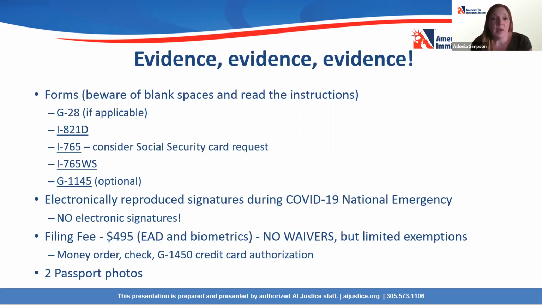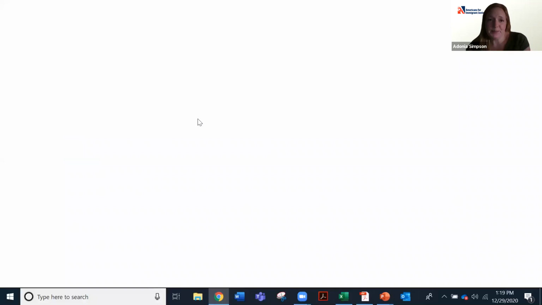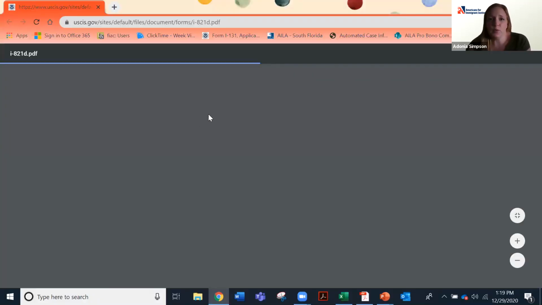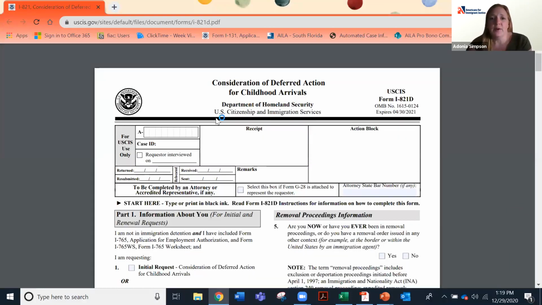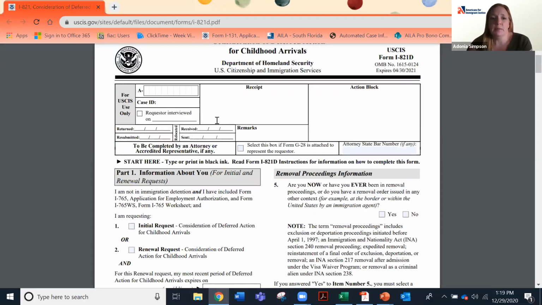So first of all, if you're working with an attorney, they are going to be submitting a G-28, which is the entry of appearance. But if you're applying pro se, which means applying without an attorney, you're not going to need to do the G-28 form. So first, let's go ahead and talk about the I-821D, which we're going to open up right here, and is the application for DACA. So we're just going to quickly review this and give you some practice tips and pointers as far as the best way to have this form completed.